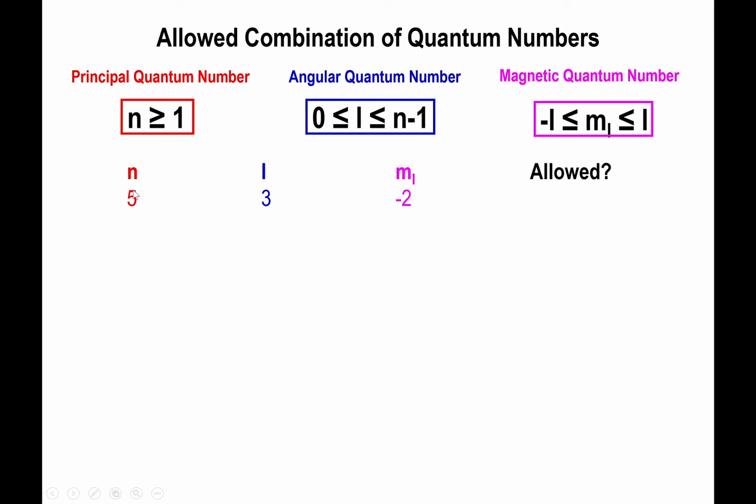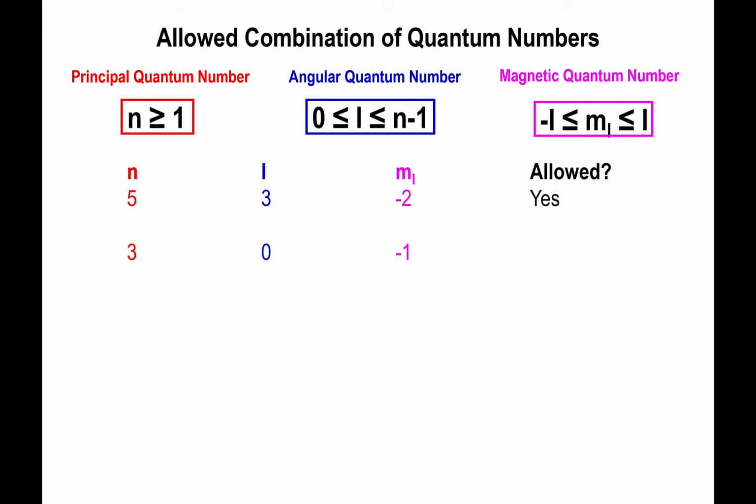So looking at the values, first we take a look at the value of n equals 5. If n equals 5, we know via the second equation here that L can go up to a value of 4. So we look at the value of L. L is below 4, so that checks out. Now, since L is 3 specifically, that means that m sub L has to go from minus 3 to plus 3. And m sub L equaling negative 2 falls within that range. So this is indeed allowed.